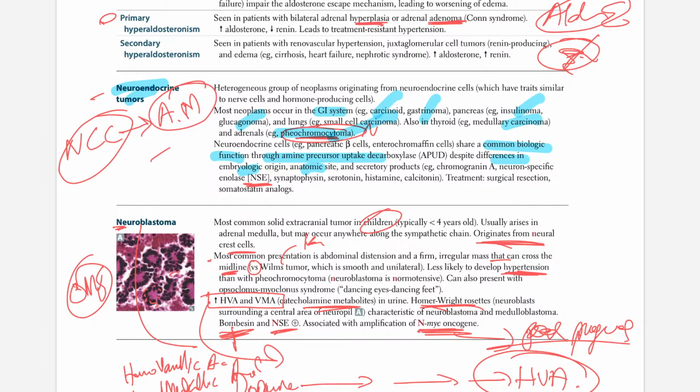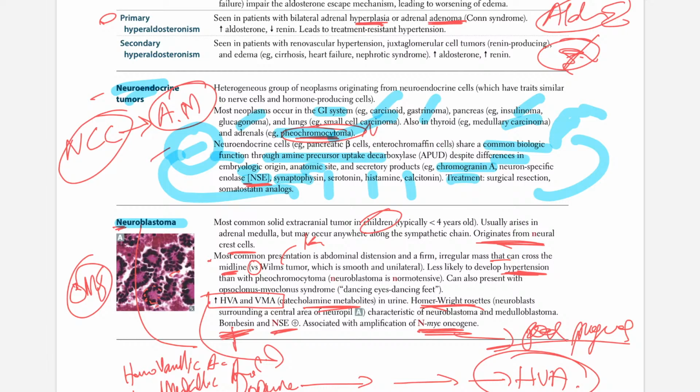One important thing is that in all of them you will see chromogranin A and synaptophysin. They will be secreting either serotonin, histamine, calcitonin, depending on which organ they're coming from. Treatment is to surgically resect them first, or try to give octreotide, which is a somatostatin analog, to inhibit the synthesis of all these hormones.